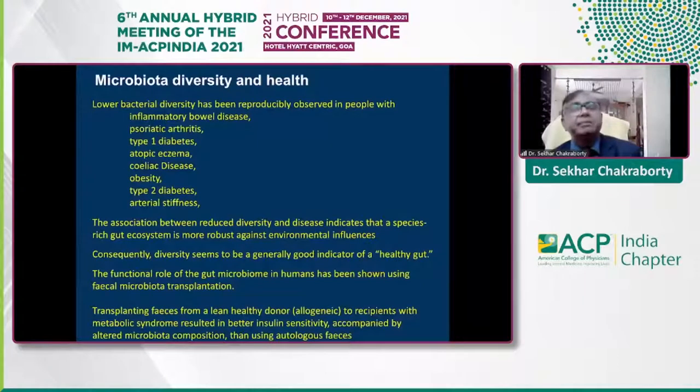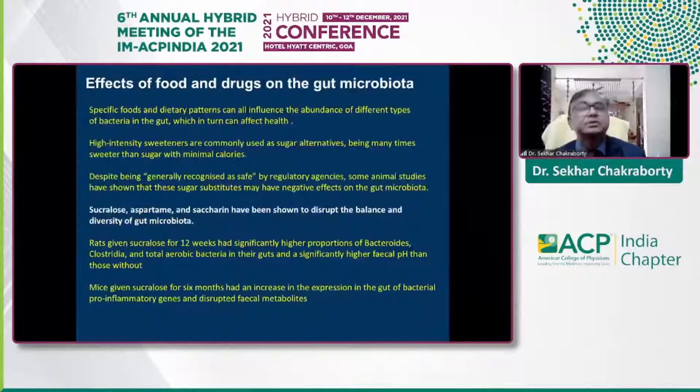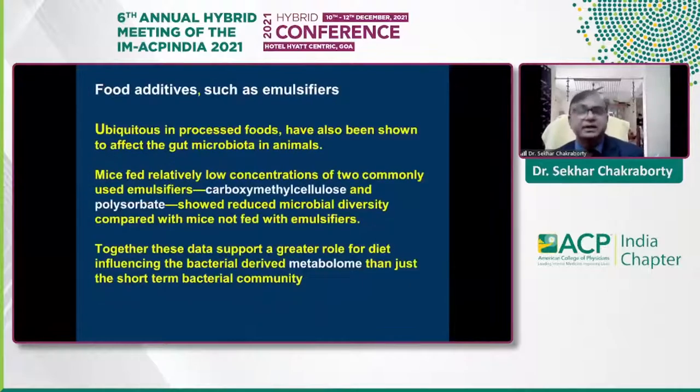All this microbiota diversity has an implication on health, because lower bacterial diversity is associated with inflammatory bowel disease, psoriatic arthritis, type 1 diabetes, celiac disease, obesity, and so on. Transplanting feces from a lean, healthy donor to recipients with metabolic syndrome improves insulin sensitivity, accompanied by altered microbiota composition. Food and drugs have an impact on the gut microbiota, and among them drugs are very important. Also sucralose, aspartame, and saccharin, which are commonly used as sweeteners, have been shown to disrupt the balance and diversity of the microbiota.